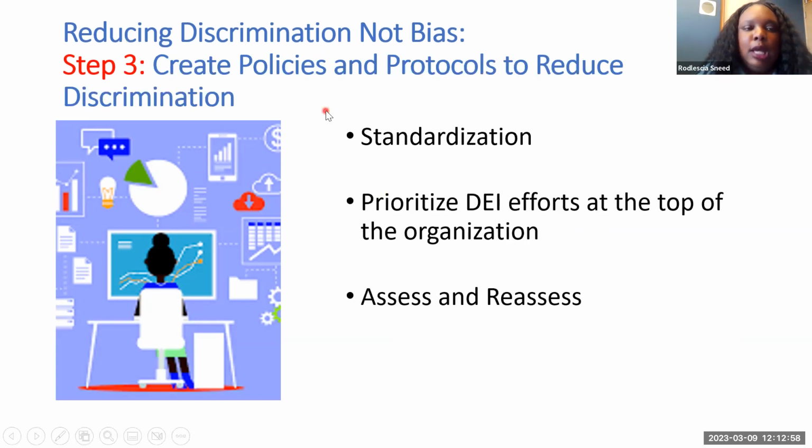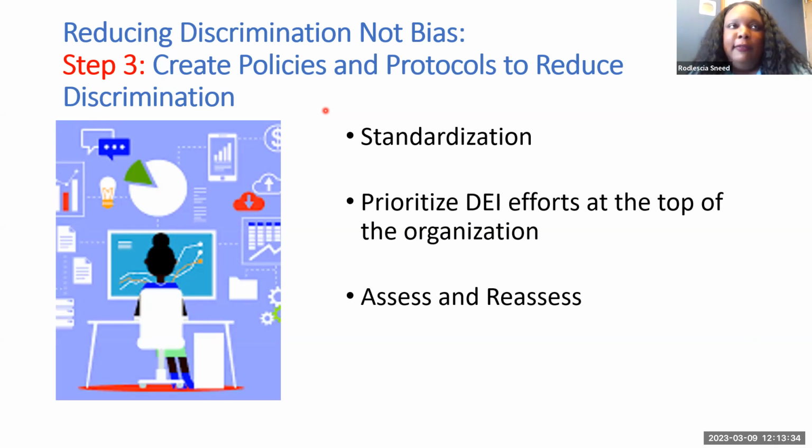And then third, they really talk about the importance of creating policies and protocols to reduce discrimination. And again, standardization is a really important part of that. The more that we have clear guidelines for how providers engage with patients and the ways in which providers should treat patients, the better off we'll be in terms of reducing risk of discrimination. They also recommend that we really think about DEI and prioritize DEI efforts throughout our institutions and organizations.